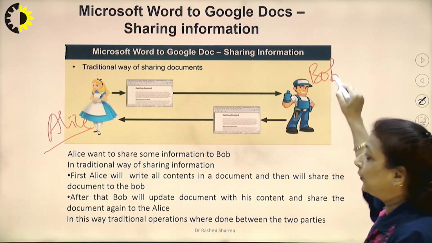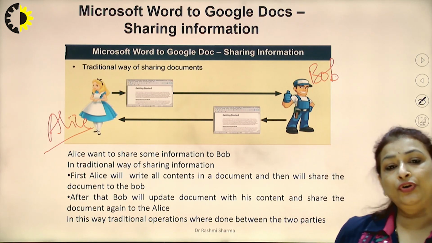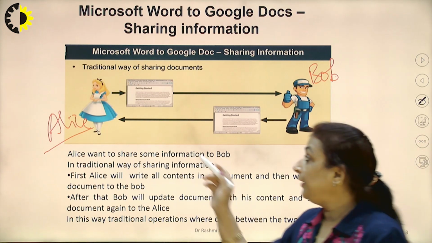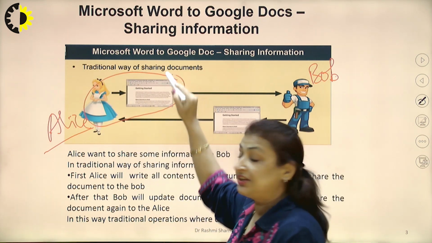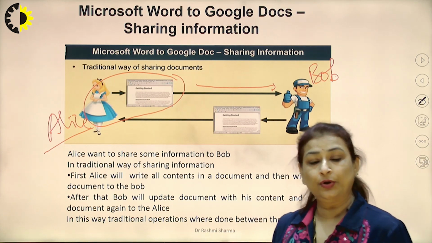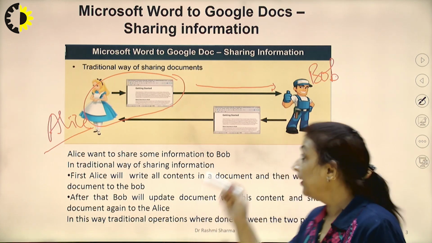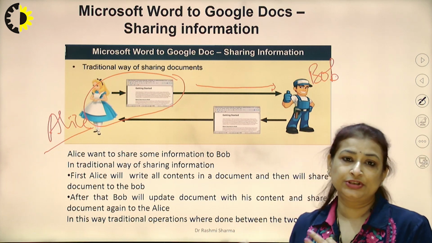Alice wants to share some information with Bob. So what will she do? She will write all those things which she wants to share with Bob into a Word document. When she is done with all those changes, she would send that particular document to Bob. Then Bob will look into that and can see all those changes which have been done by Alice.